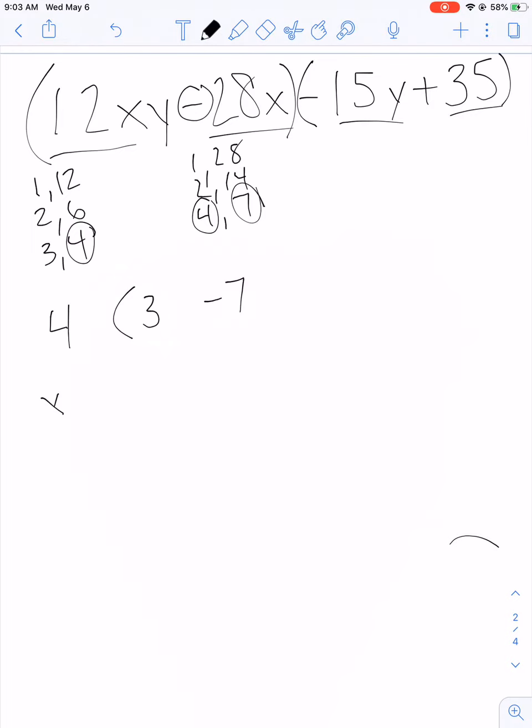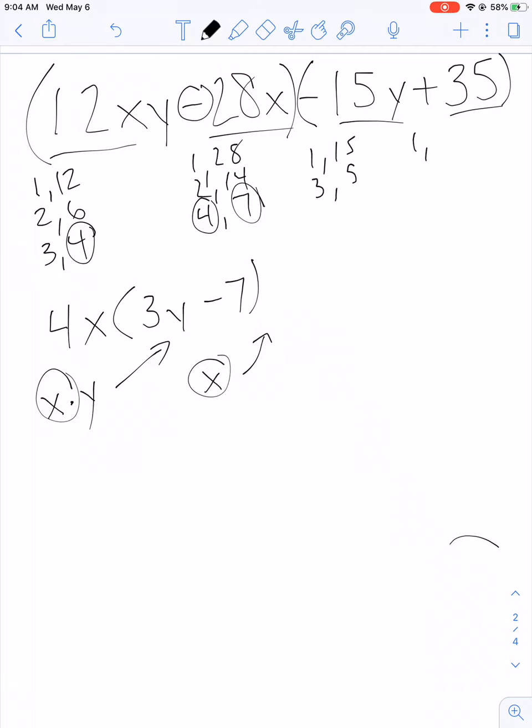Okay, well, xy is x times y, and x is just x. So it looks like we can take an x out of both of those. What does that leave us with? Y and nothing. All right, so now we got to do 15. That's 1 and 15, 3 and 5. 35 is 1 and 35, 5 and 7. So what's the biggest? 5. We're going to factor that out.